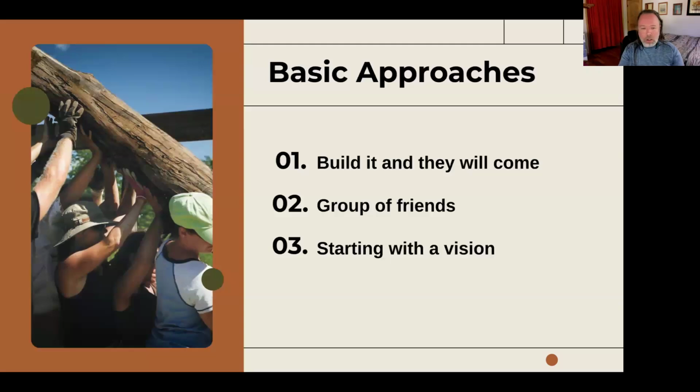All right. So some basic approaches. If I'm very much overgeneralizing, categorizing the different approaches for starting intentional community, I would say that there are three big ones. So the first one is build it and they will come. I don't mean to be overdramatic here, but this movement is littered with the wreckage of individuals and couples who bought land and then couldn't understand why they weren't able to get anyone to join their community.